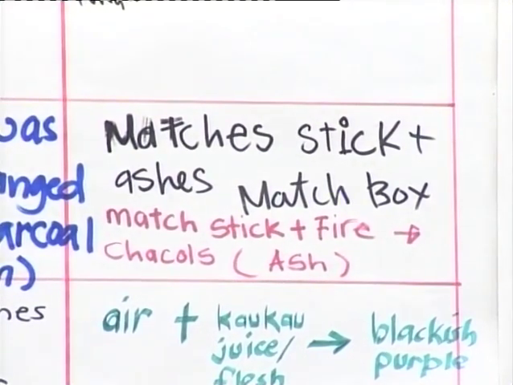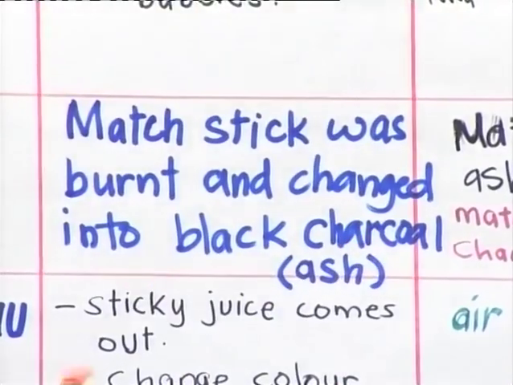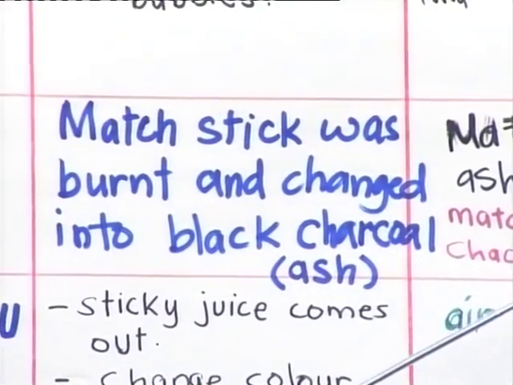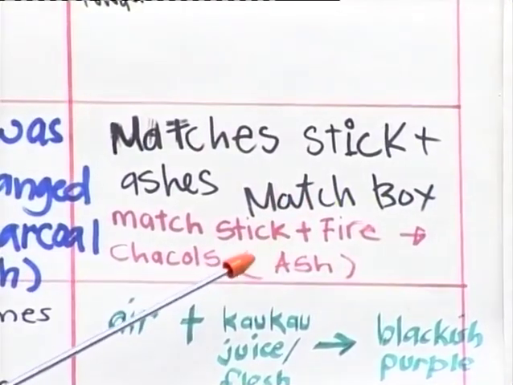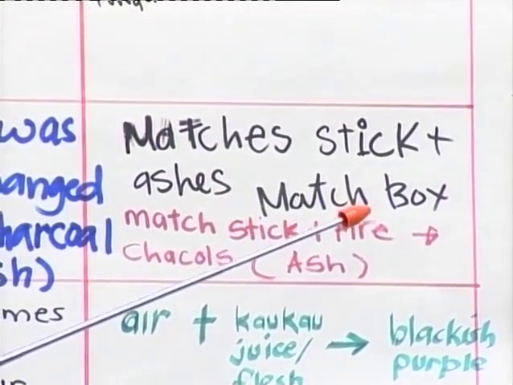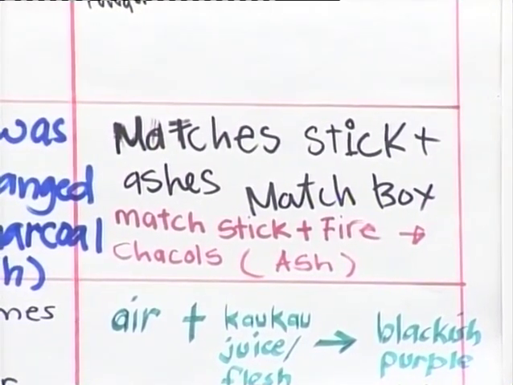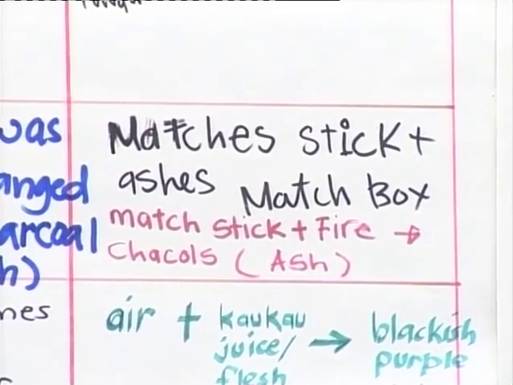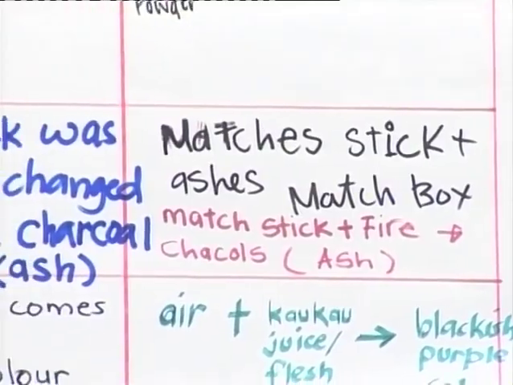Now let's see our description. Matchstick was bent and changed into black charcoal. The matchstick plus fire from friction caused by rubbing it against the side of the matchbox gave fire, and eventually the matchstick became a charcoal.